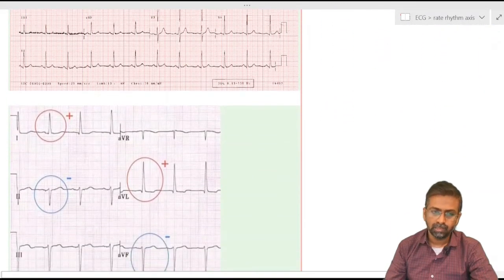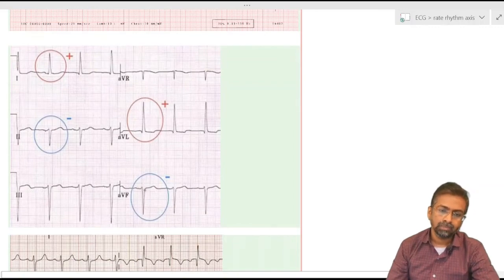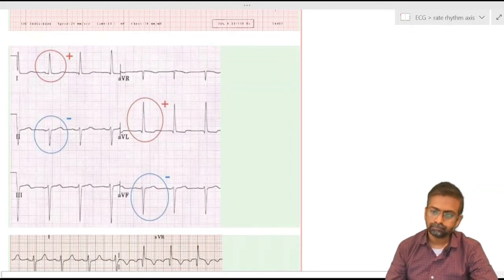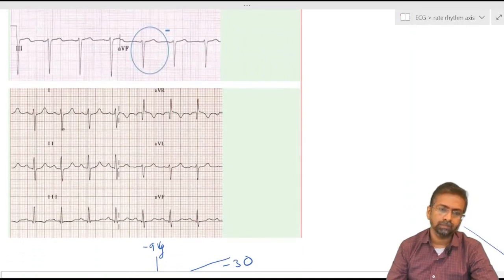So let's see by example. Okay, here in lead 1, what is the resultant deflection? Positive. In lead AVF, what is the resultant deflection? Negative. They are kind of leaving each other. That's why this ECG is showing left axis deviation. Okay, another example. Here in lead 1 the resultant deflection is negative. In AVF the resultant deflection is positive. So they are reaching each other. So this is a right axis deviation. Okay, this is a left axis deviation.